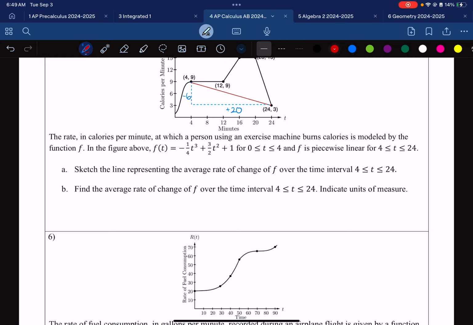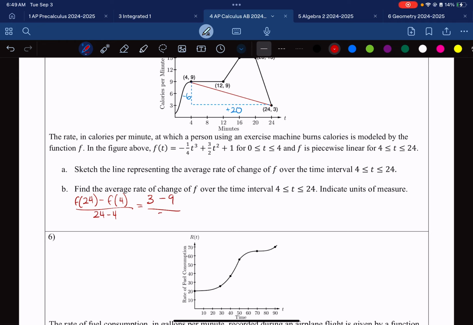There's another way to do that, which is to use the formula. You can say, well, this function up here is lowercase f, so you can say lowercase f of 24 minus lowercase f of 4 all over 24 minus 4. So f of 24 is 3. F of 4 is 9. How did I find that? F of 24 is the y-coordinate at 24. F of 4 is the y-coordinate at 4.